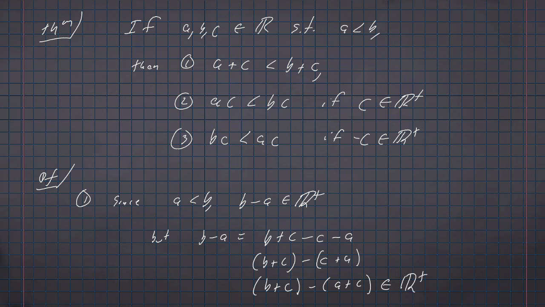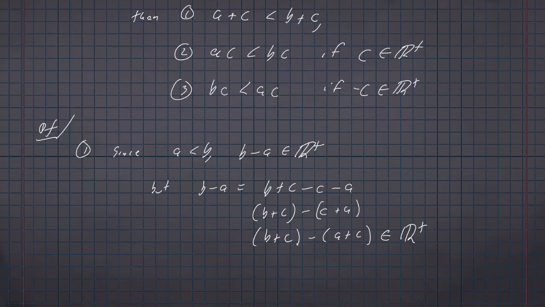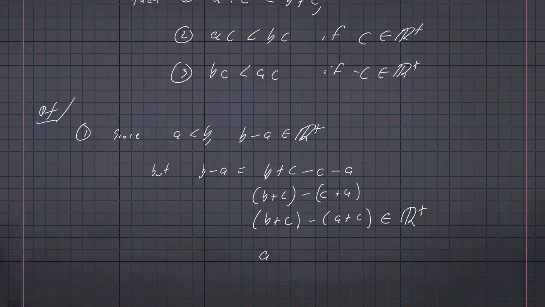Right? B minus a is a positive number, and b minus a is the same thing as b plus c minus a plus c. So b plus c minus a plus c is also a positive real number, which means that a plus c is less than b plus c. There we go.